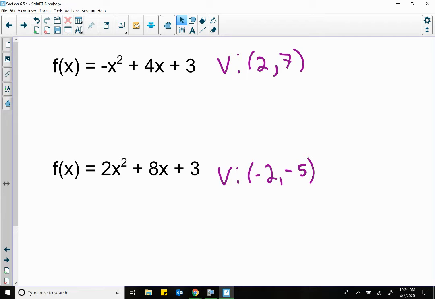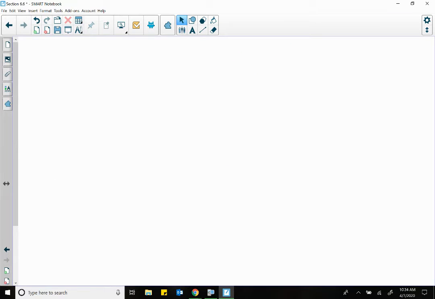There are three ways that you can find the vertex. If it's given to you in vertex form, it's right there for you. If it's in standard form, you can use the calculator, or you can do some math using the axis of symmetry and plugging that information in. Okay? I don't think there's anything after that.